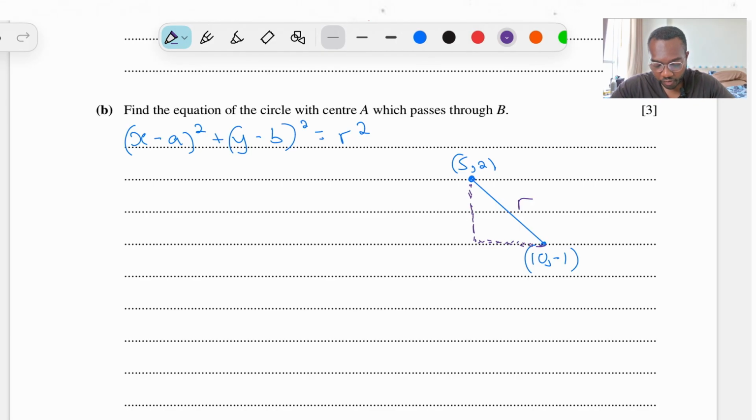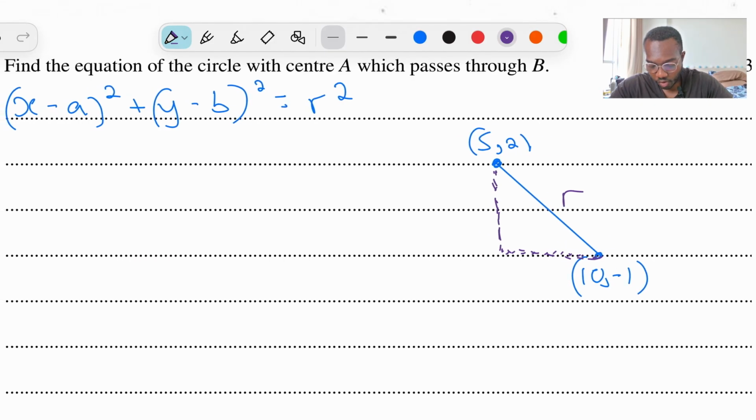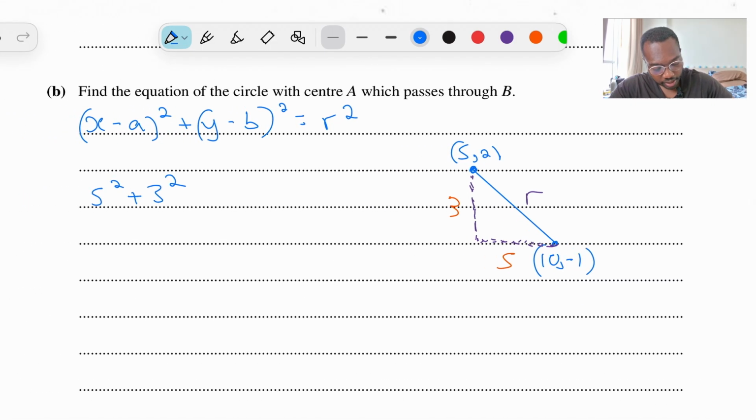Just need to work out the length of this, and that will give us our value, okay? So, for example, what do we have here? Well, in our x direction, we have 5 and 10, so that has a difference of 5. And in our y value we have minus 1 and 2, so that's a difference of 3. So therefore, the length would just be 5 squared plus 3 squared, and that is all going to be square rooted, okay.